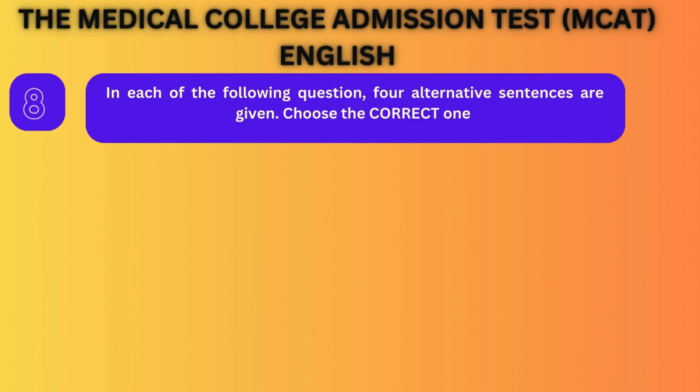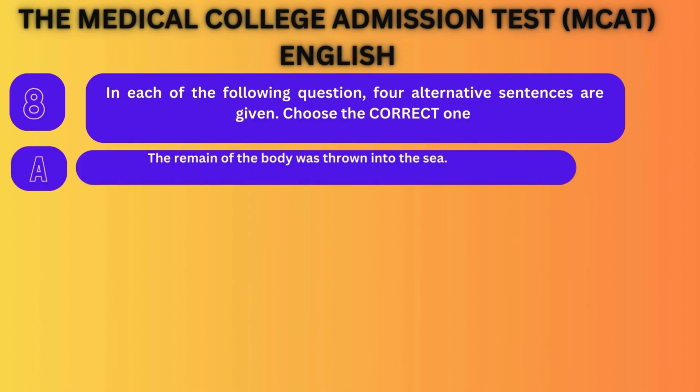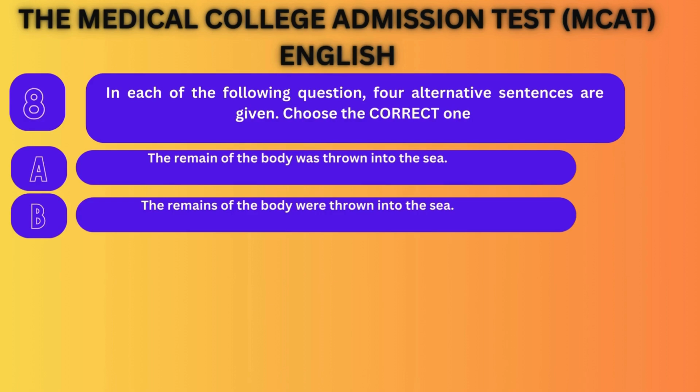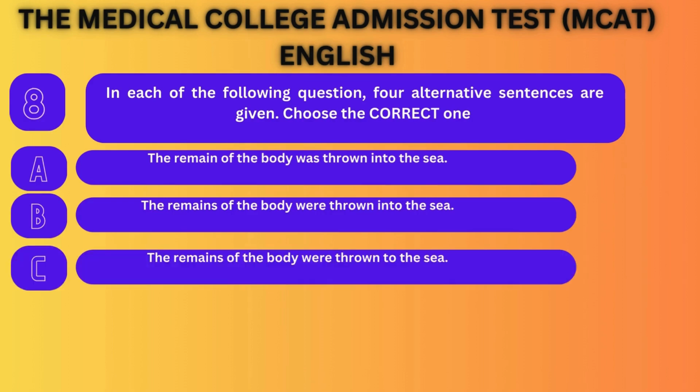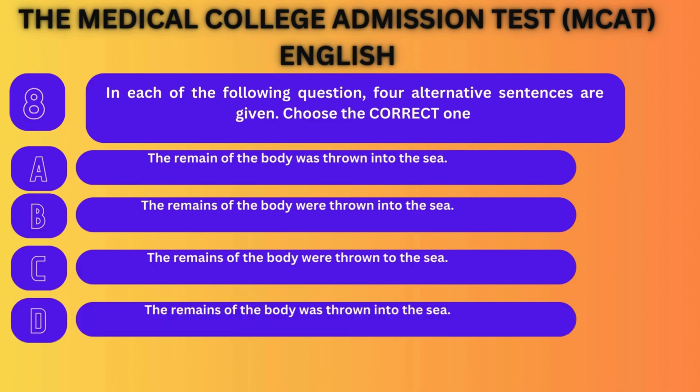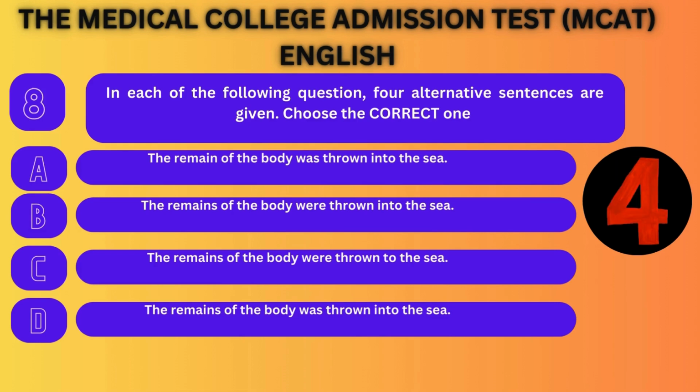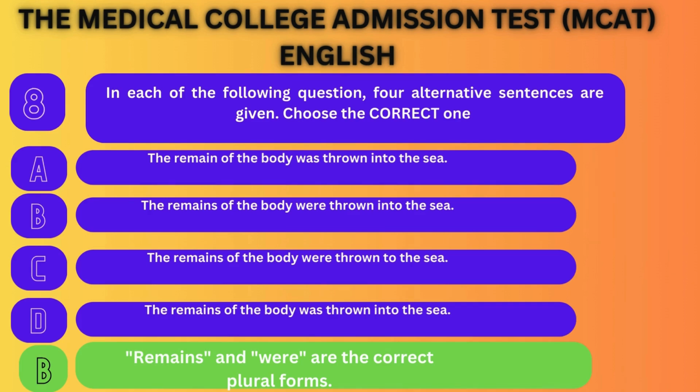Question number 8. In each of the following questions, 4 alternative sentences are given. Choose the correct one. Option A. The remain of the body was thrown into the sea. Option B. The remains of the body were thrown into the sea. Option C. The remains of the body were thrown to the sea. Option D. The remains of the body was thrown into the sea. Correct answer is B.